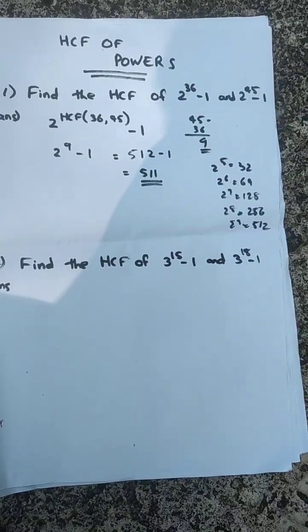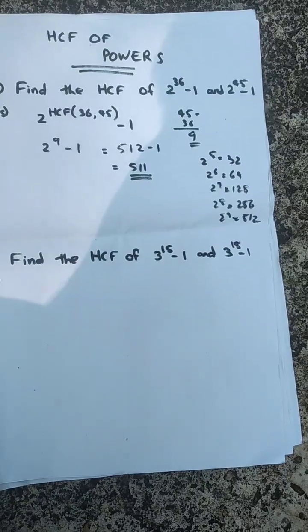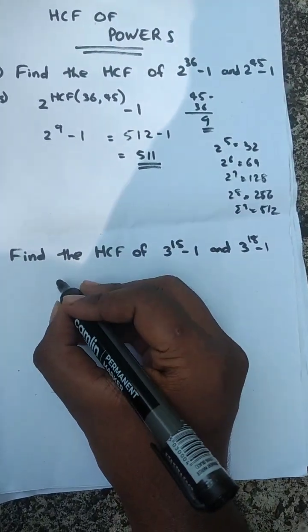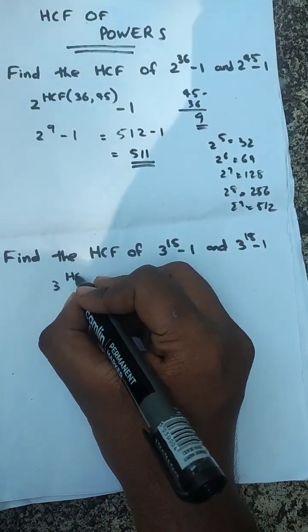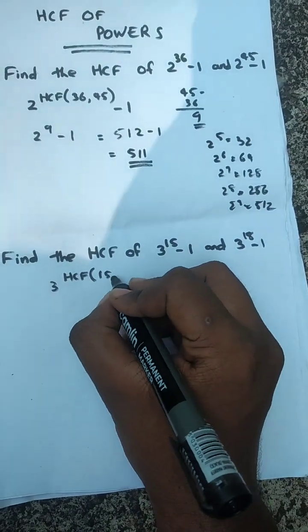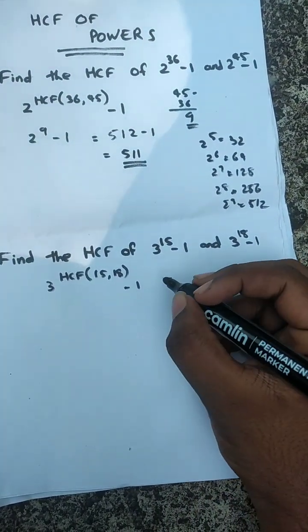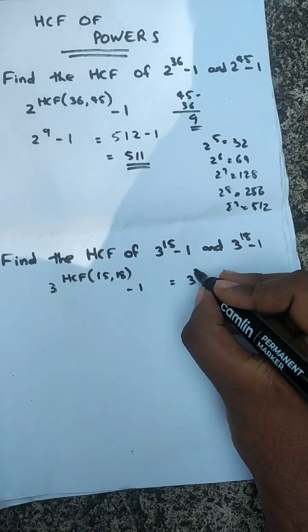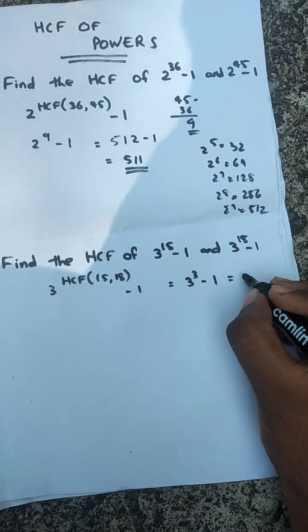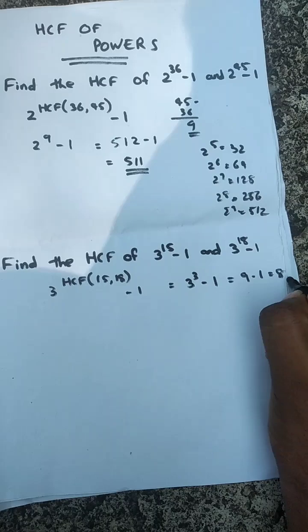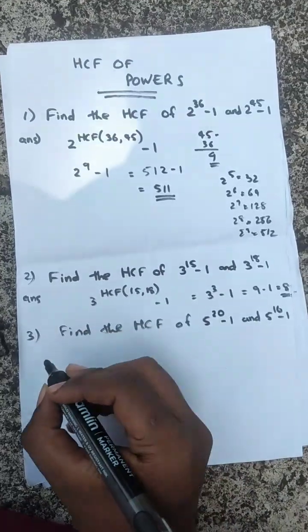Move to the next question. Find the HCF of 3 raised to 15 minus 1 and 3 raised to 18 minus 1. How can we do it? First of all, we write 3, then the HCF of the powers 15 and 18, and then minus 1. How can we find it using that method? 18 minus 15 is 3. So the highest common factor is 3. So 3 raised to 3 minus 1. 3 raised to 3 is 27, and minus 1 would be 26. It is that simple. We can move on to the next question.